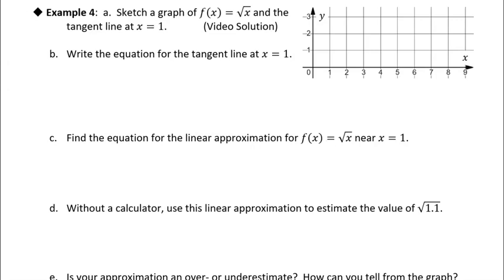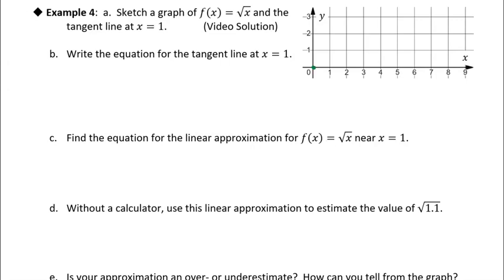All right, in example 4, f of x is the square root of x. And what we're asked to do first is to sketch a graph of f of x and the tangent line at x equals 1. All right, so first of all, let's just graph what f of x looks like. It's just a square root, right? So now I can't take the square root of a negative number, right?